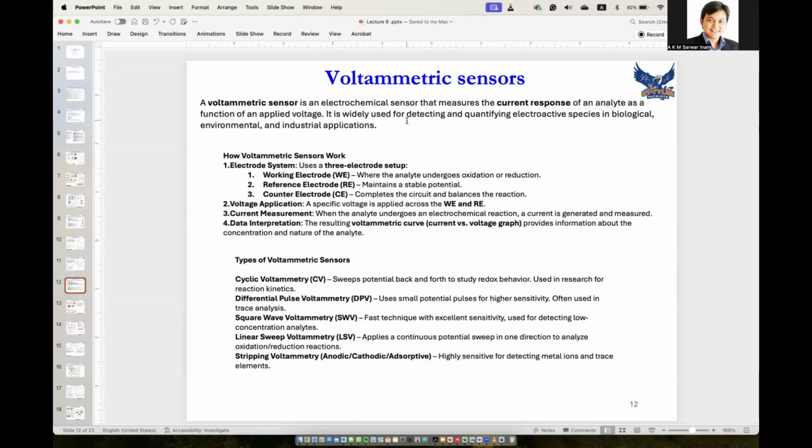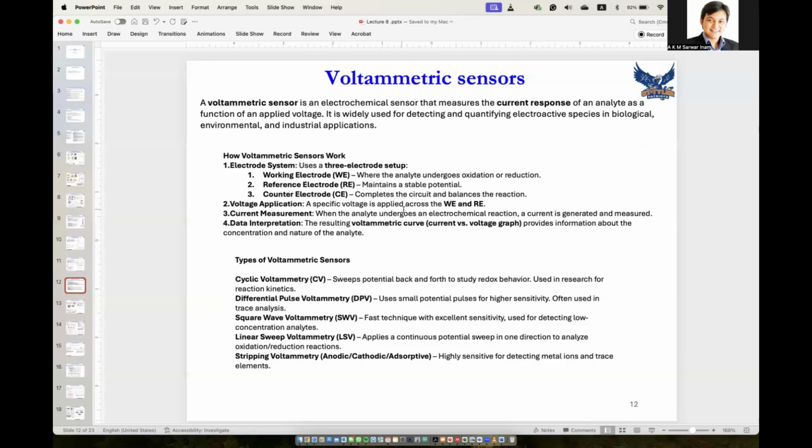So it is widely used for detecting and quantifying electroactive species in biological, environmental, and industrial applications. So how does this work? For this, we need three electrodes. The working electrode, where the analyte undergoes oxidation or reduction. The reference electrode, which will help only to maintain the stable potential, and the counter electrode that completes the circuit between the working electrode and counter electrode. And it balances the reaction.